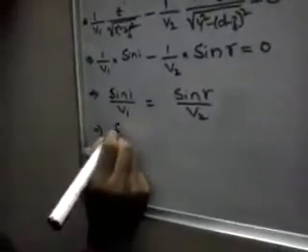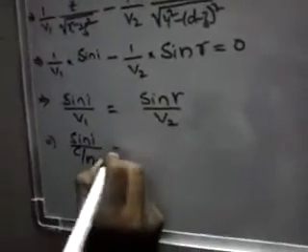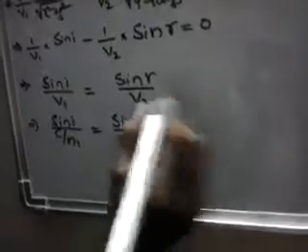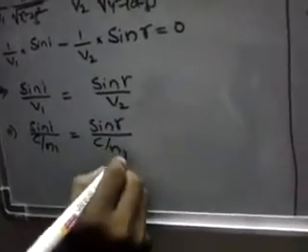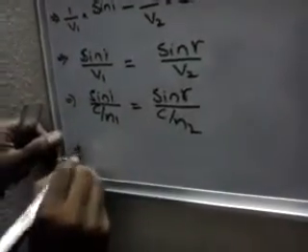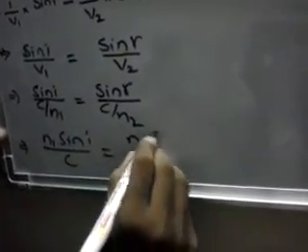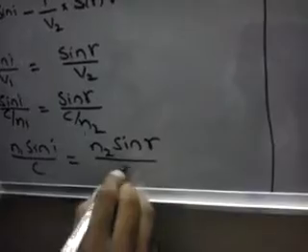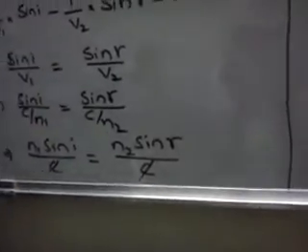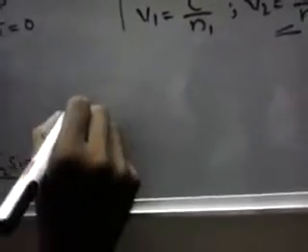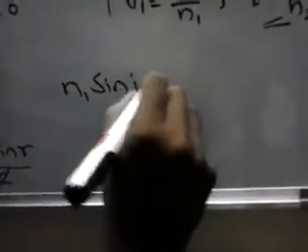By substituting these two values here, sine I by, instead of v1, c by n1, equals sine r by, instead of v2, c by n2. By simplifying this, we get n1 sine I by c equals n2 sine r by c. By cancelling c on both sides, we get n1 sine I equals n2 sine r. This is what we call Snell's law.